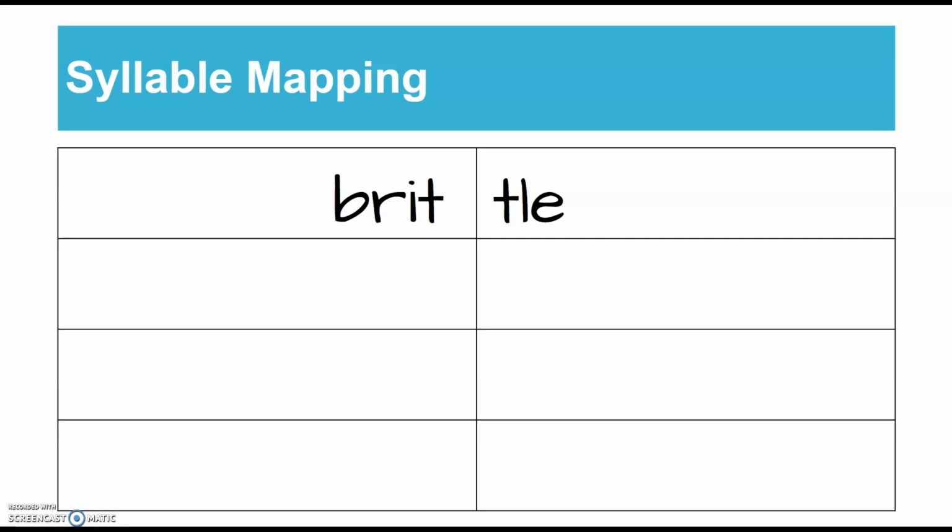The next word is rattle. What's the word? Let's tap out the syllables. Rat, tle. First syllable is rat. Please write rat in the first box. And the word is rattle. First syllable rat. Second syllable tle. Write tle in the second box.